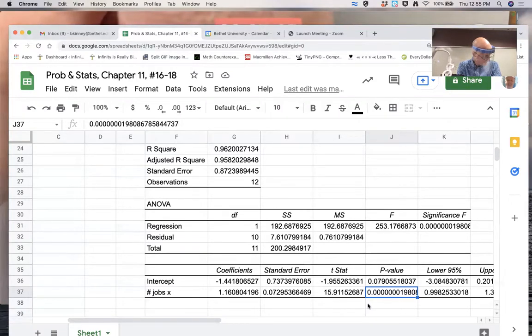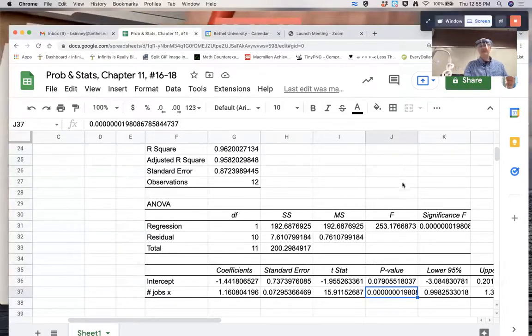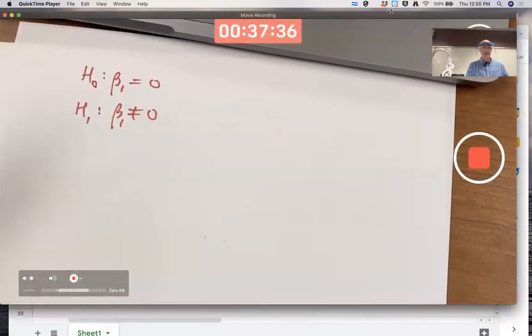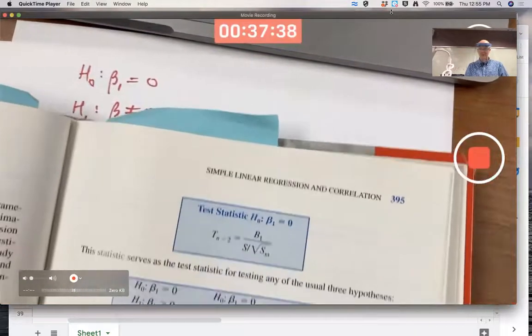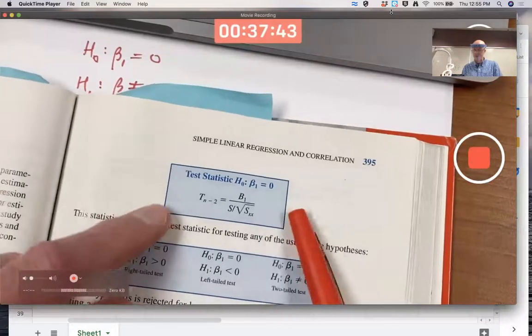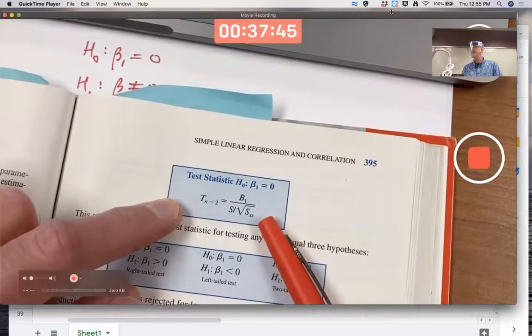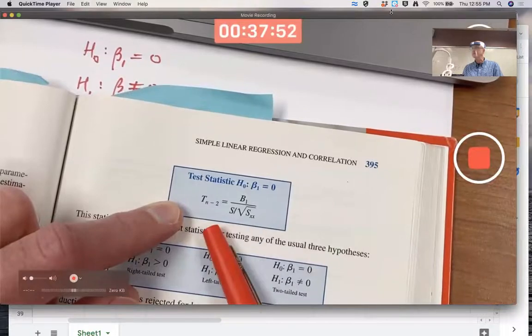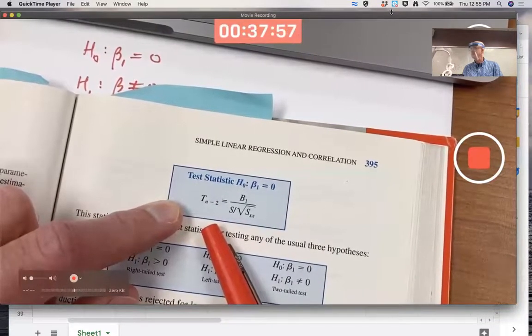Could we do it without the output? Yeah, but you'd still need technology. If we were trying to do that test we just did without the output, or some other way, we'd want to use that formula right there to compute t. Then use n minus 2 degrees of freedom and either the table in the back of the book or the calculator. Well, n was 12, so n minus 2 is 10 here, 10 degrees of freedom.